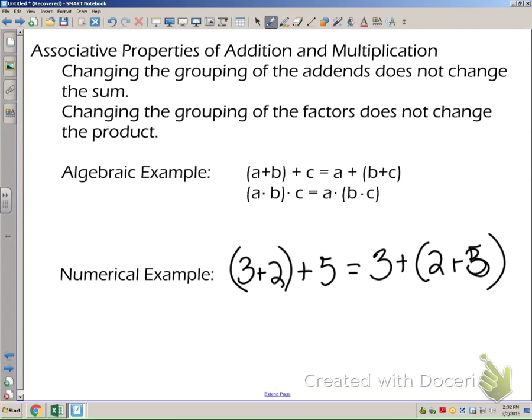So 3 plus 2 is 5. 5 plus 5 is 10. Order of operations tells me on this side to do my parentheses first. I'm going to have 2 plus 5 first, which is 7. Then I bring down my 3. 3 plus 7 is 10. 10 is equal to 10. So the only thing that changed is the grouping of the symbols.